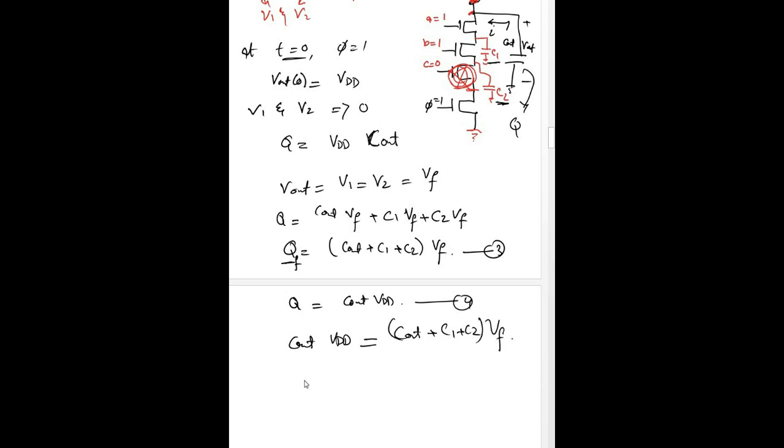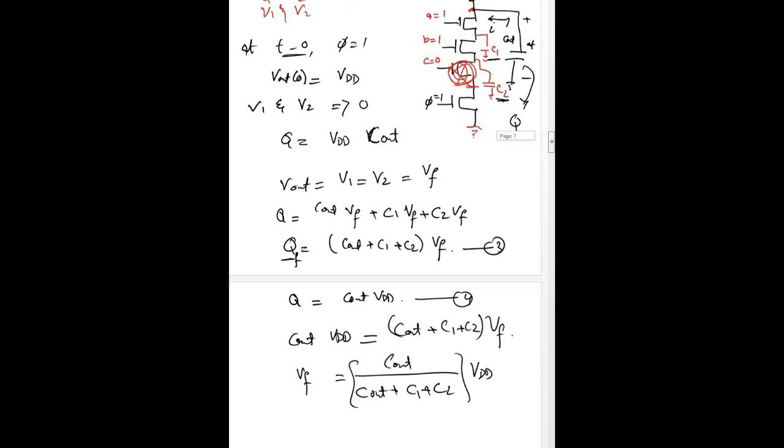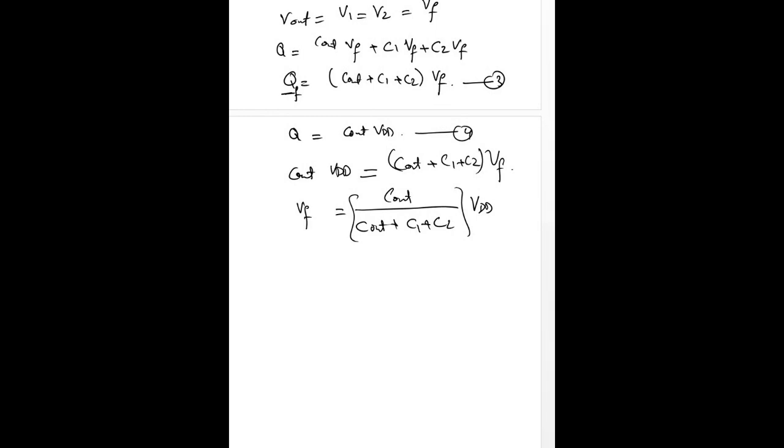Now we have to solve this expression for Vf because we want to know the final value. This will be equal to C out divided by C out plus C1 plus C2, multiplied by VDD. Looking at this expression, we can say that this term here is less than 1, because here we have C out and here we have an addition to C out. So using this expression, Vf will be less than VDD.